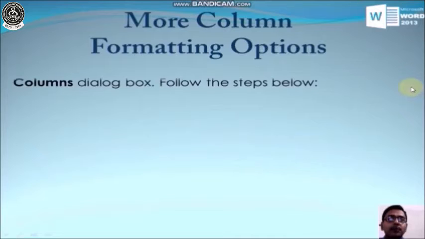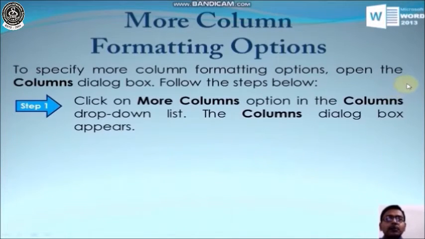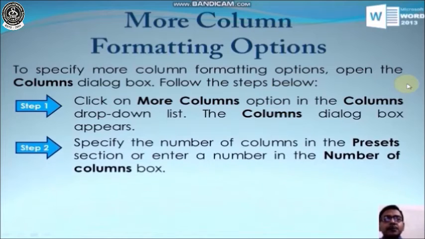Now there are some more column formatting options. To specify more column formatting options, open the columns dialog box. Follow the steps below. Step number 1, click on more columns option in the columns drop down list. The columns dialog box appears. Step number 2, specify the number of columns in the presets section or enter a number in the number of columns box. So there are some preset columns buttons in the columns dialog box. You can click that, or you can enter the number of columns in the number of columns box.